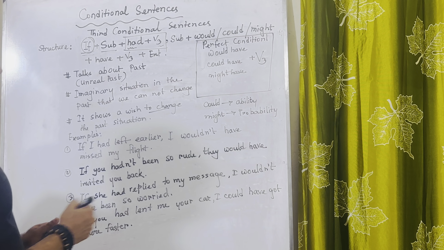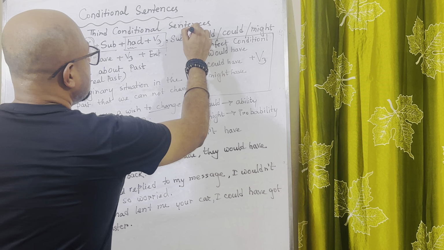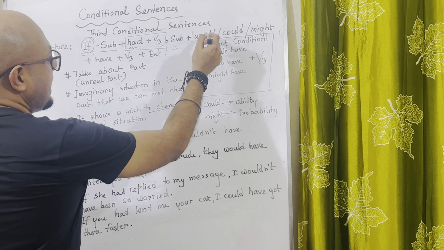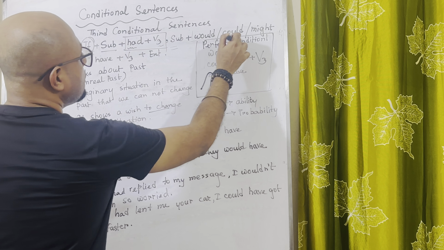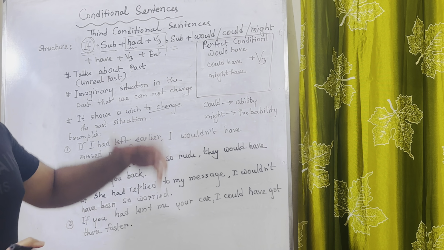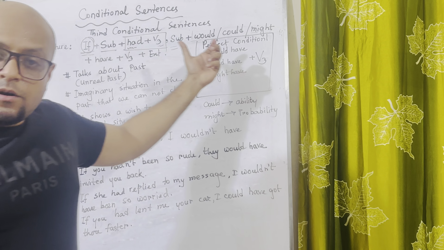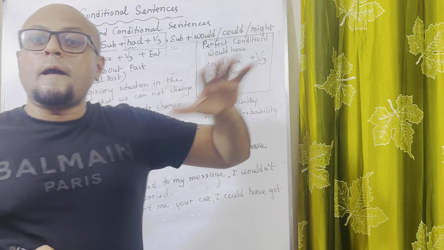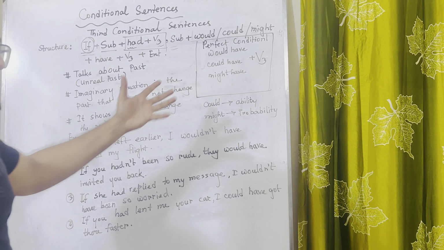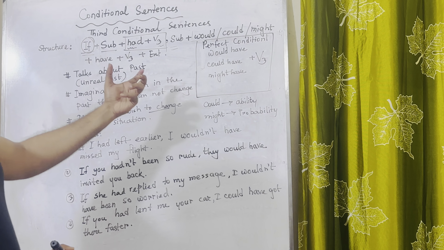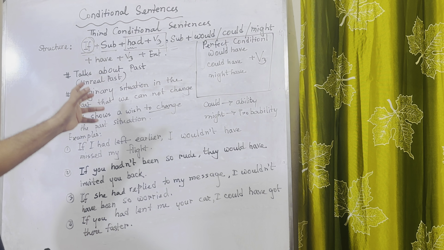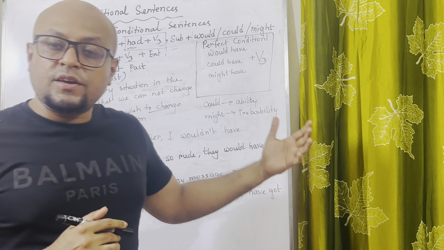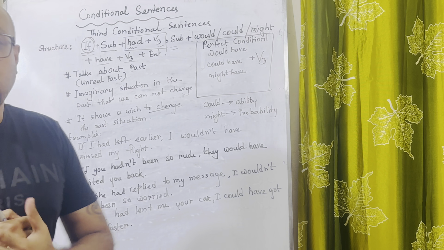Take a look. Here the main clause starts with a subject, a second subject obviously, and then is followed by would, could or might. You need to select one from these 3 modal auxiliaries depending on the meaning or your reason to use the conditional sentence. So you need to use one of them, would, could or might, followed by have and the V3 form, that means the past participle form of the verb.